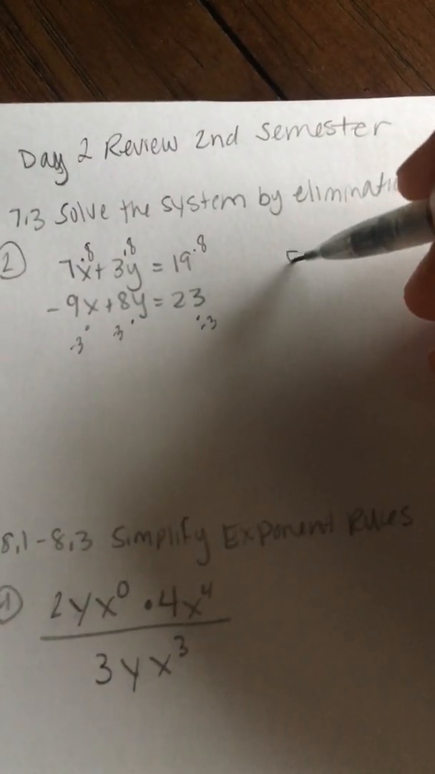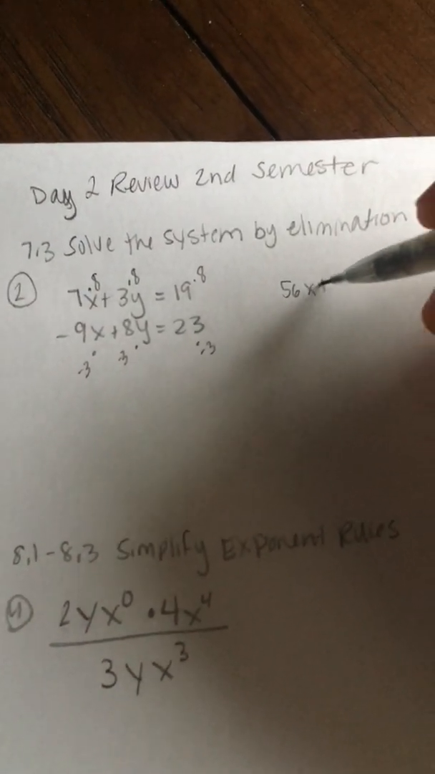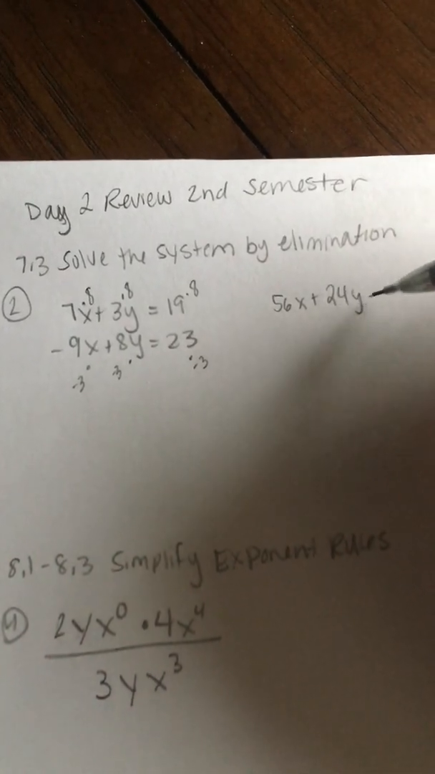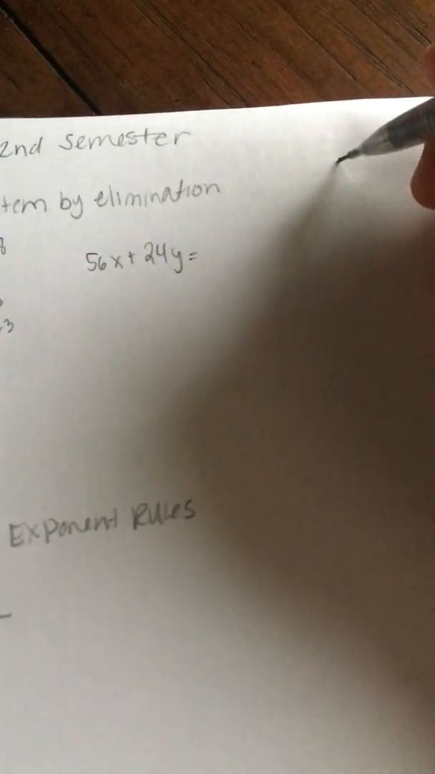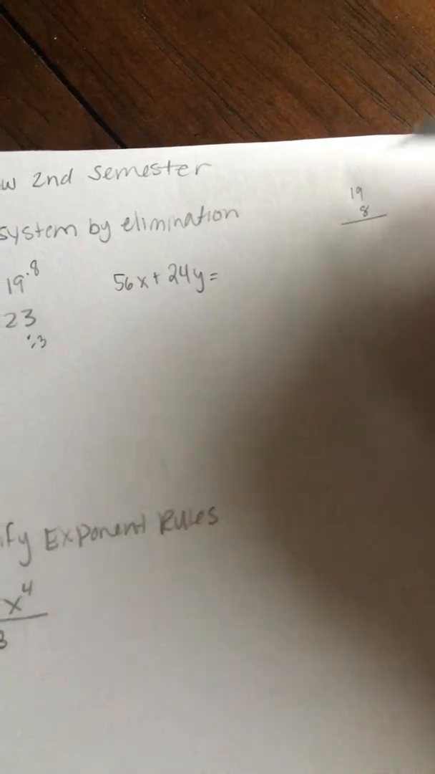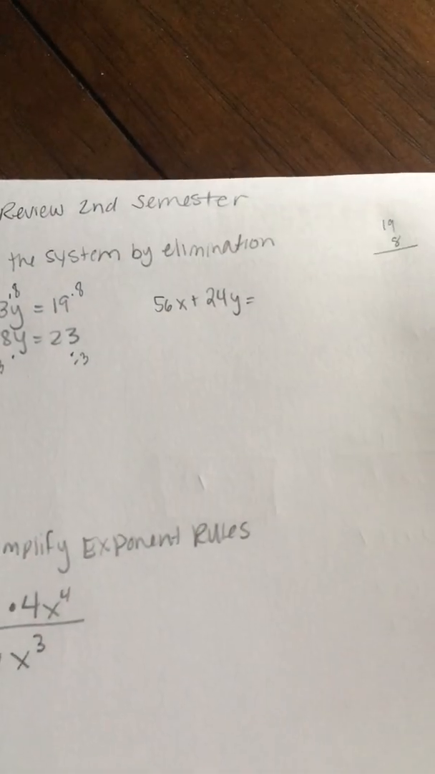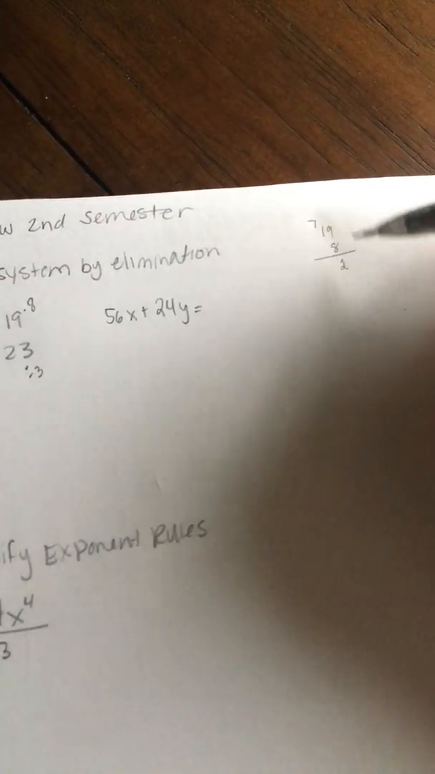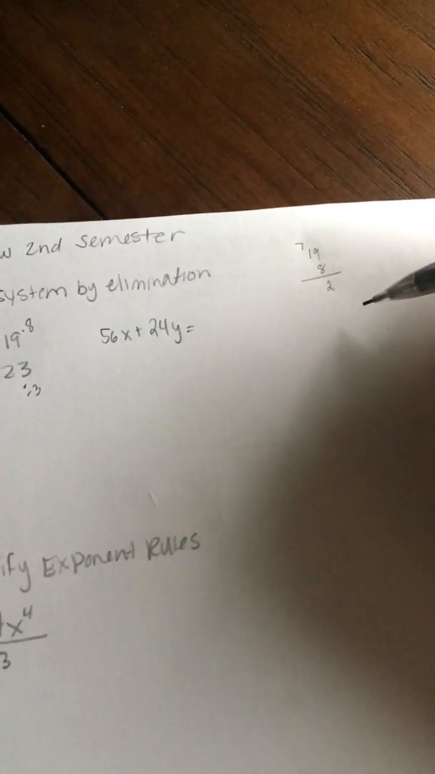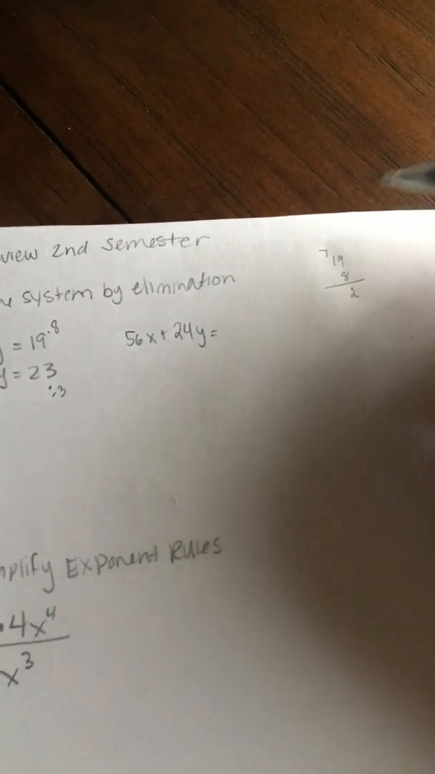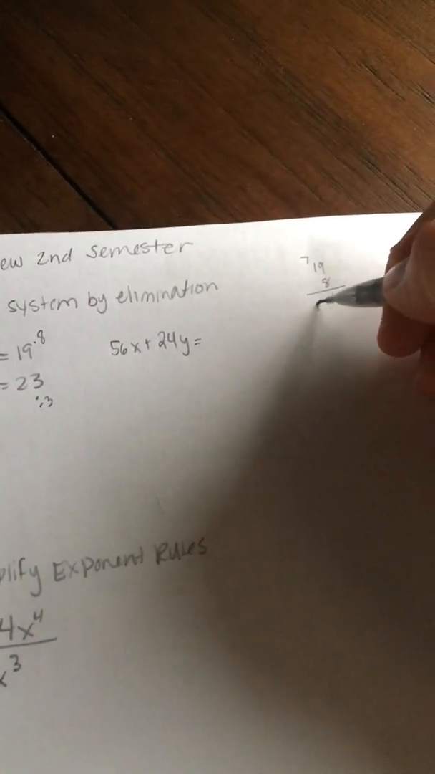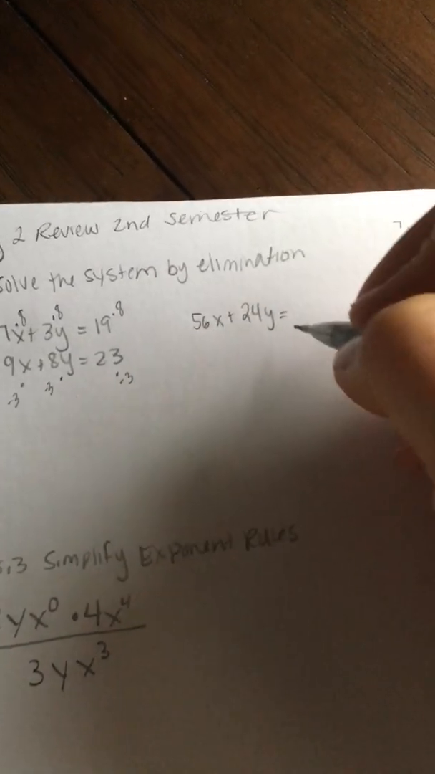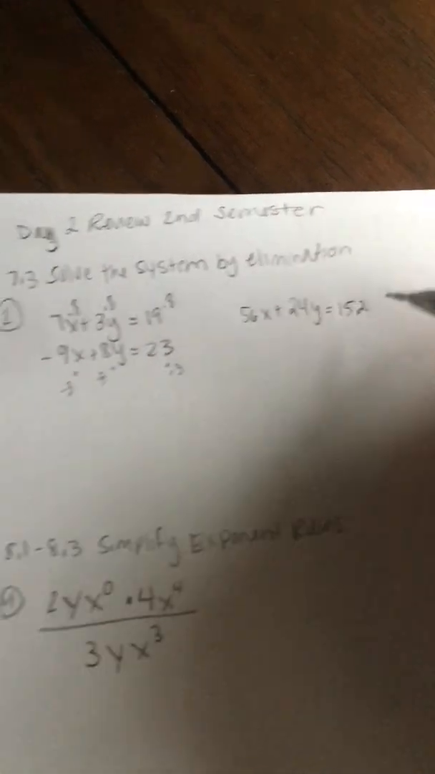So I'm seeing 56x plus 24y equals, I'm going to do some math off to the side, 19 times 8. 9 times 8 is 72. So we drop the 2, carry over the 7. 8 times 1 is 8. 8 plus 7 is 15. So I'm saying 152. Go there.